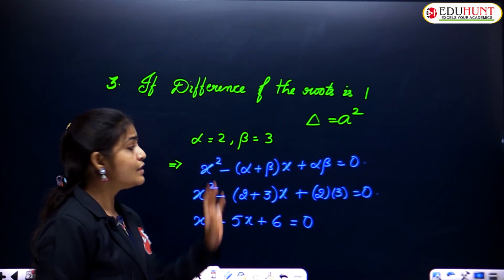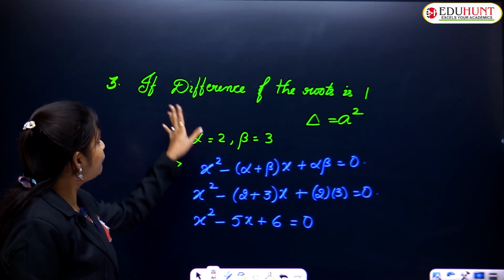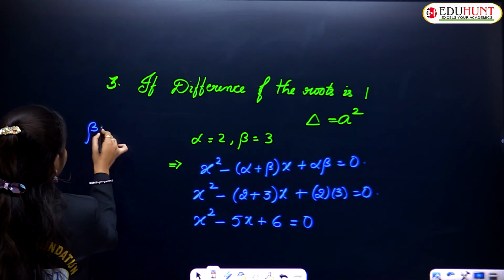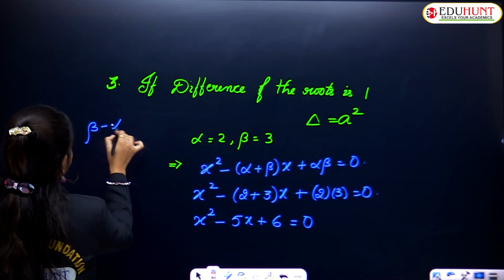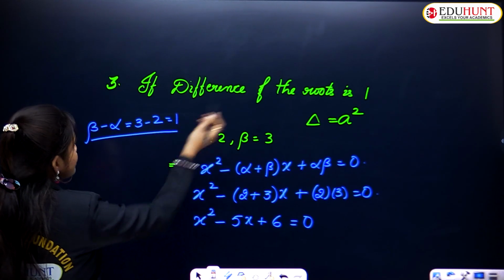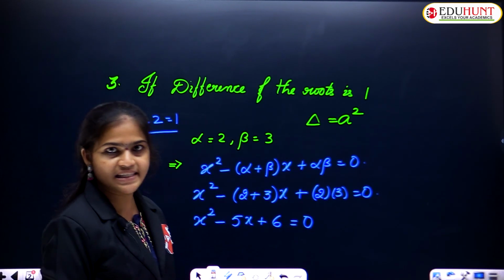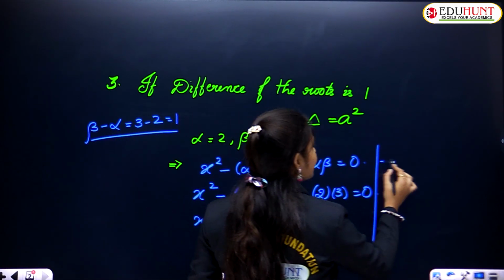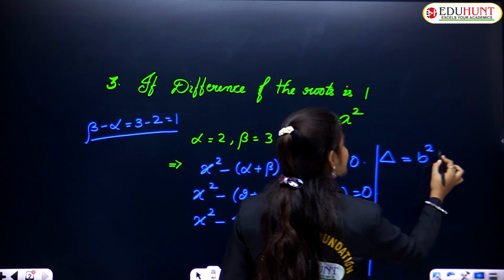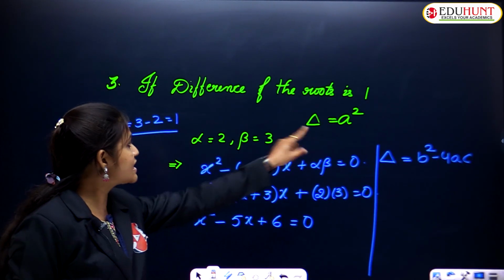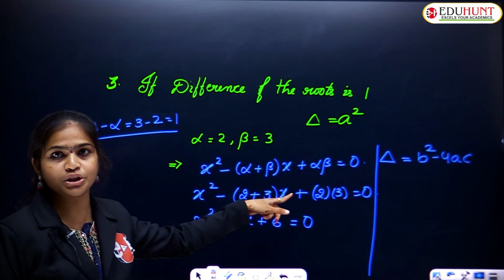So here they are saying the difference of the roots, beta minus alpha, is 3 minus 2, which is equal to 1. Is that condition satisfied or not? See here: they are saying the delta value is a square. Delta means the discriminant, that is b square minus 4ac. So they are saying this value is a square, where a comes from the quadratic equation.